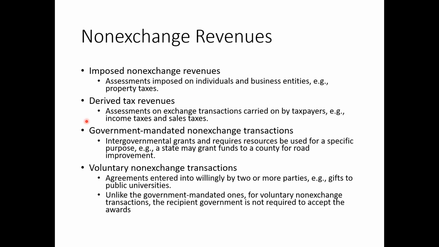Second, we have derived tax revenues. These are assessments on exchange transactions carried on by taxpayers, so they are derived from taxpayers' transactions. One typical example is income taxes: when they provide service and receive pay, the government is going to assess a tax. Sales tax: when they purchase, the government is going to assess a tax on the transaction. That's derived tax revenue.